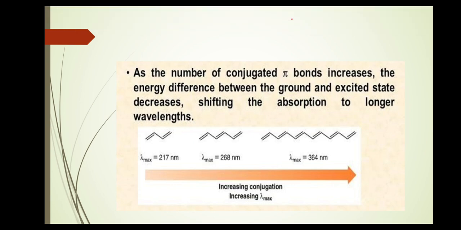the lambda maximum value increases, because the system becomes more stable, less energetic. Less energetic means more wavelength. As we know, energy and wavelength are inversely related to each other. So in this way the wavelength and energy are inversely related, and as the alternate double bonds or conjugated double bonds increase, the lambda maximum value increases.